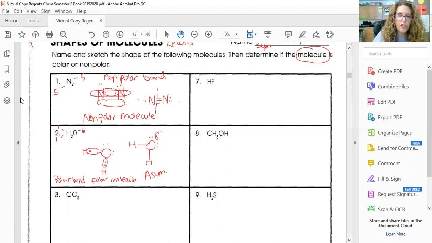We put our partial negative charge on the more electronegative element. How do you know which one has the higher electronegativity? You look on Table S, and I have my partial positive and my partial positive. It's like making an incomplete 8. That's how I like to do my lowercase deltas.